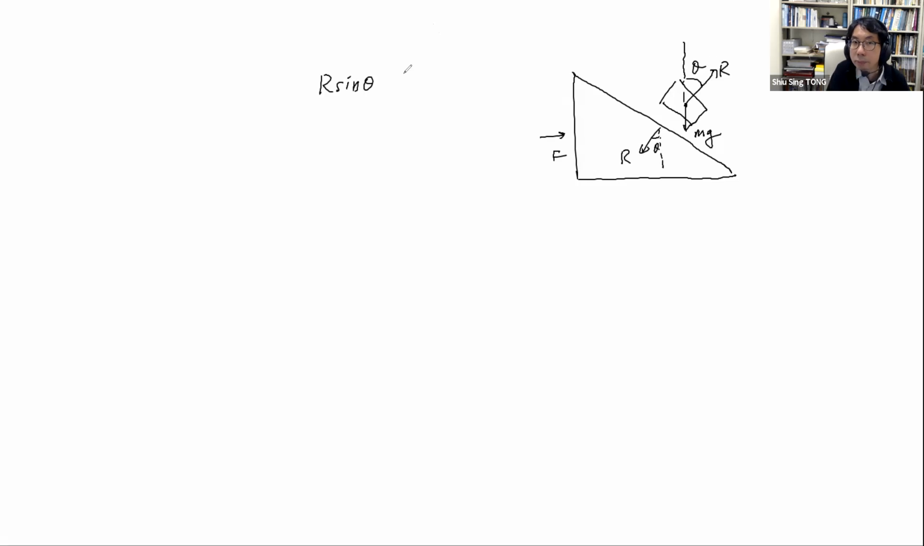So this is sine. And since the block is in horizontal acceleration, it's equal to ma. And in the vertical direction, the block is at rest because it's not sliding down. So R cosine theta, the vertical force, is balanced by the force of gravity. It's equal to mg. So you can easily solve for the acceleration.